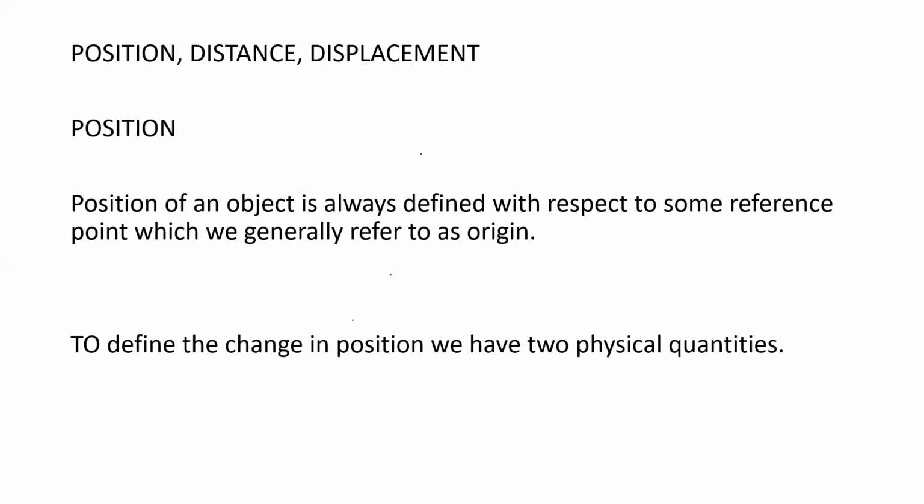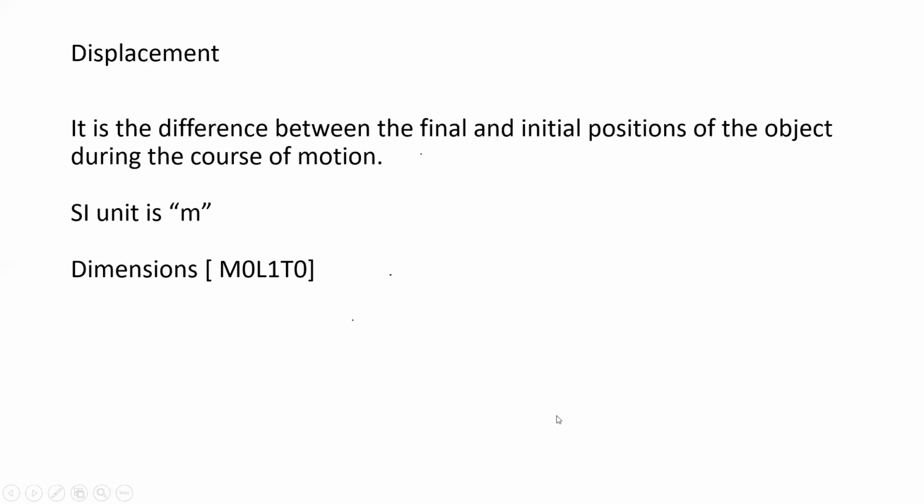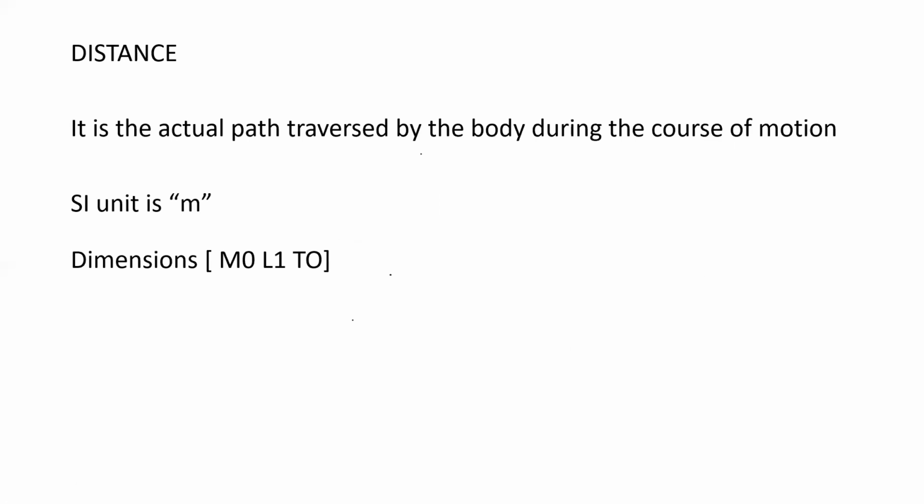Okay. Then next, to define the change in position, we have two physical quantities, which are called distance and displacement. So what is distance? What is displacement? Let us see. The actual path traveled by the body during the course of motion is called distance.